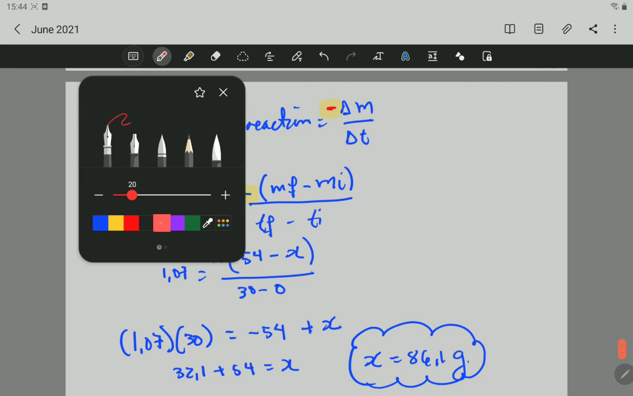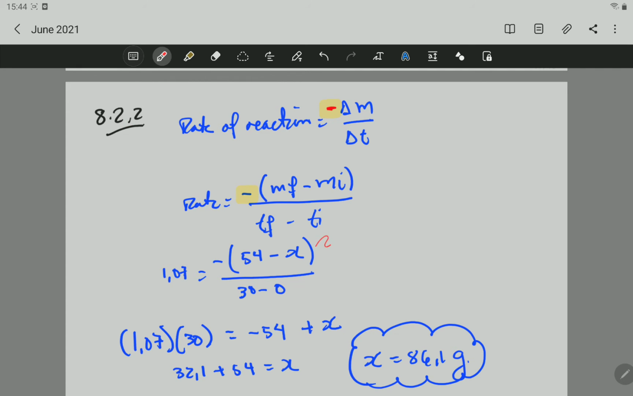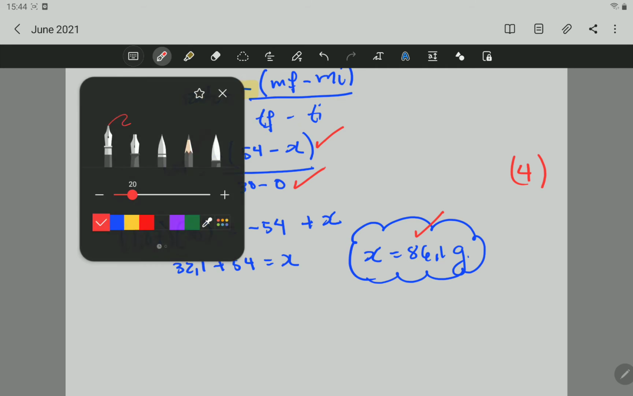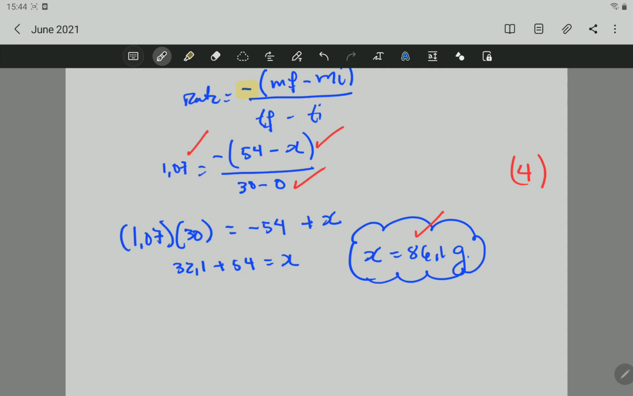The mark allocation here is 1 for the substitution of the 1,07, 1 for the substitution of the mass, the negative should be there, and 1 for the substitution of the 30. The final mark is for the answer. There are 4 marks for this calculation. I hope it is clear for you all.